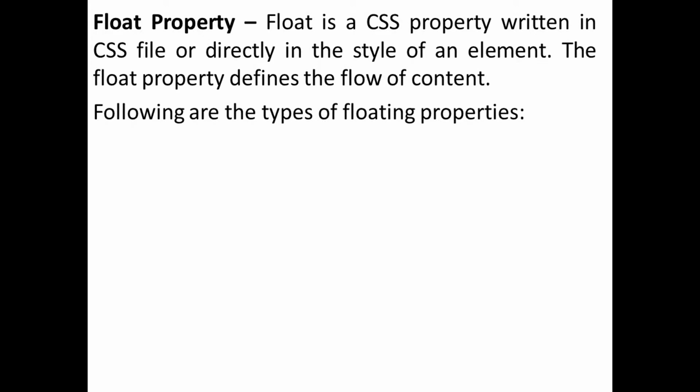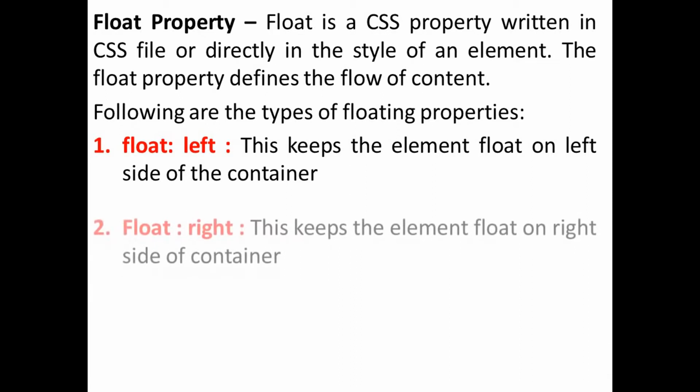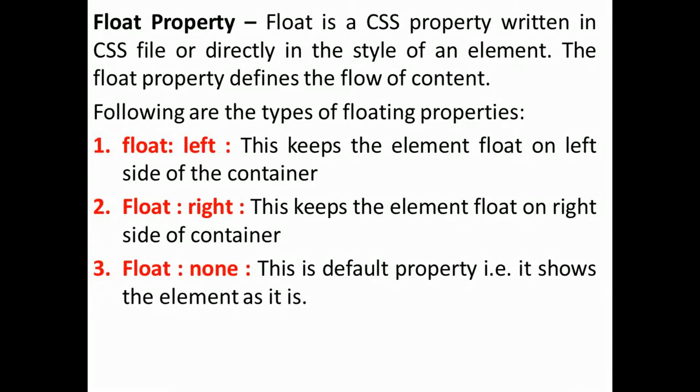Following are the types of floating properties. Number 1, float left. This keeps the element floating on the left side of the container. The second type is float right. This keeps the element floating on the right side of the container. The third one is float none, which is the default property. If you do not specify left or right float, this is used, so it shows the element as it is on the web page.